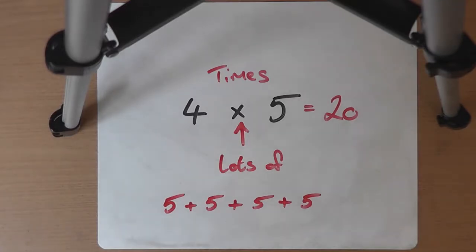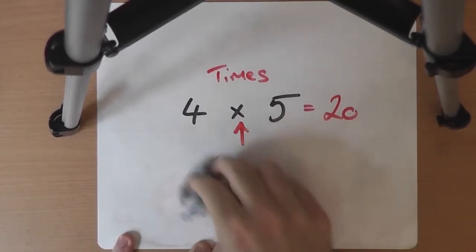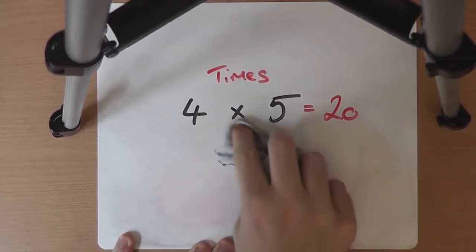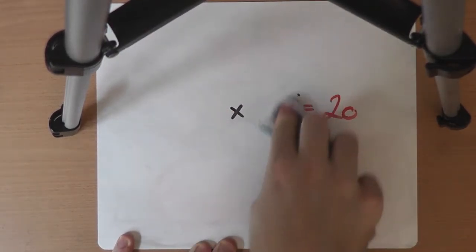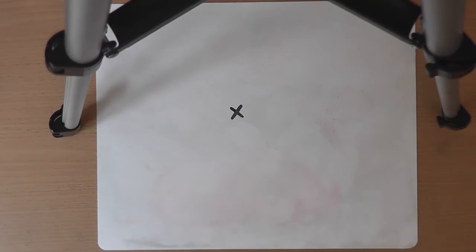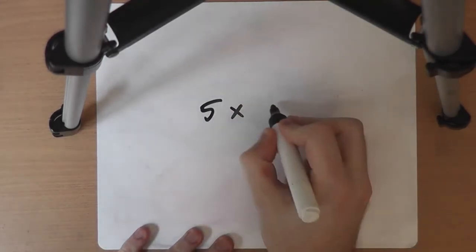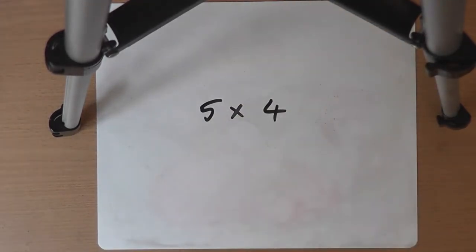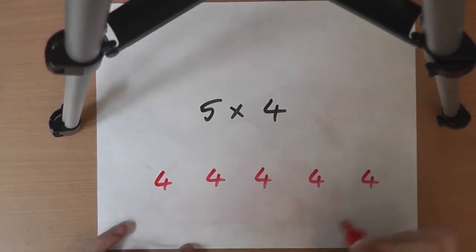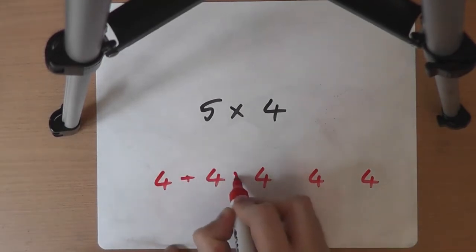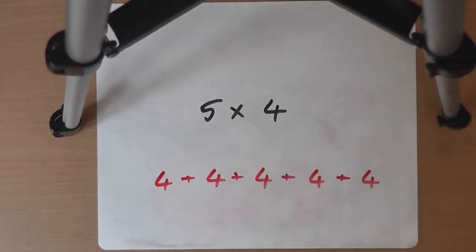Other interesting things we could think about here. What if I had not 4 lots of 5, but 5 lots of 4? Well, by the same reasoning, that would be a 4 and a 4 and a 4 and a 4 and a 4. 1, 2, 3, 4, 5 of them, and we'd effectively be adding them together.